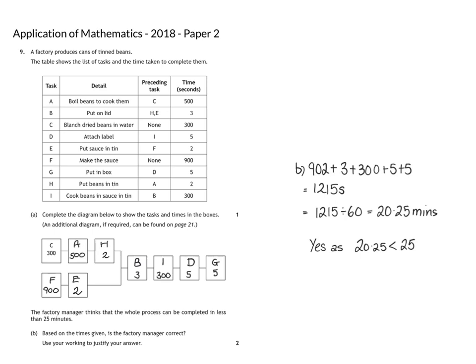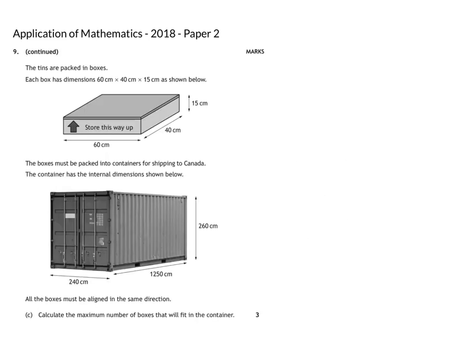Right, so if we go on to part C, we're keeping going again with our tin of beans and following it through the rest of its kind of journey. So here we go. Tins are packed in boxes. Each box has a dimension 60 centimeters by 40 centimeters by 15 centimeters, as shown in our lovely diagram. The boxes must be packed into shipping containers for shipping to Canada. The container has internal dimensions shown below. All the boxes must be aligned in the same direction. Calculate the maximum number of boxes that will fit in the container.